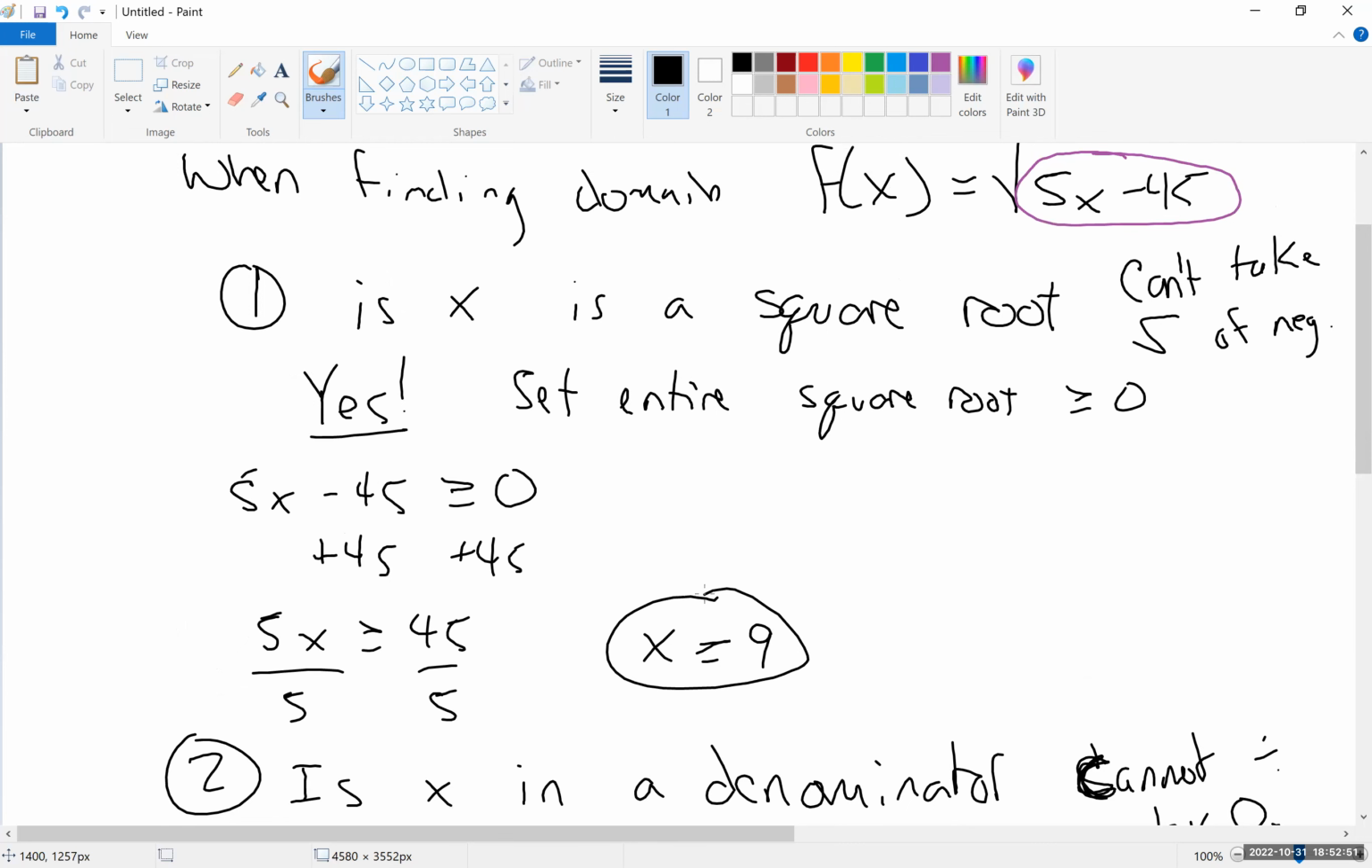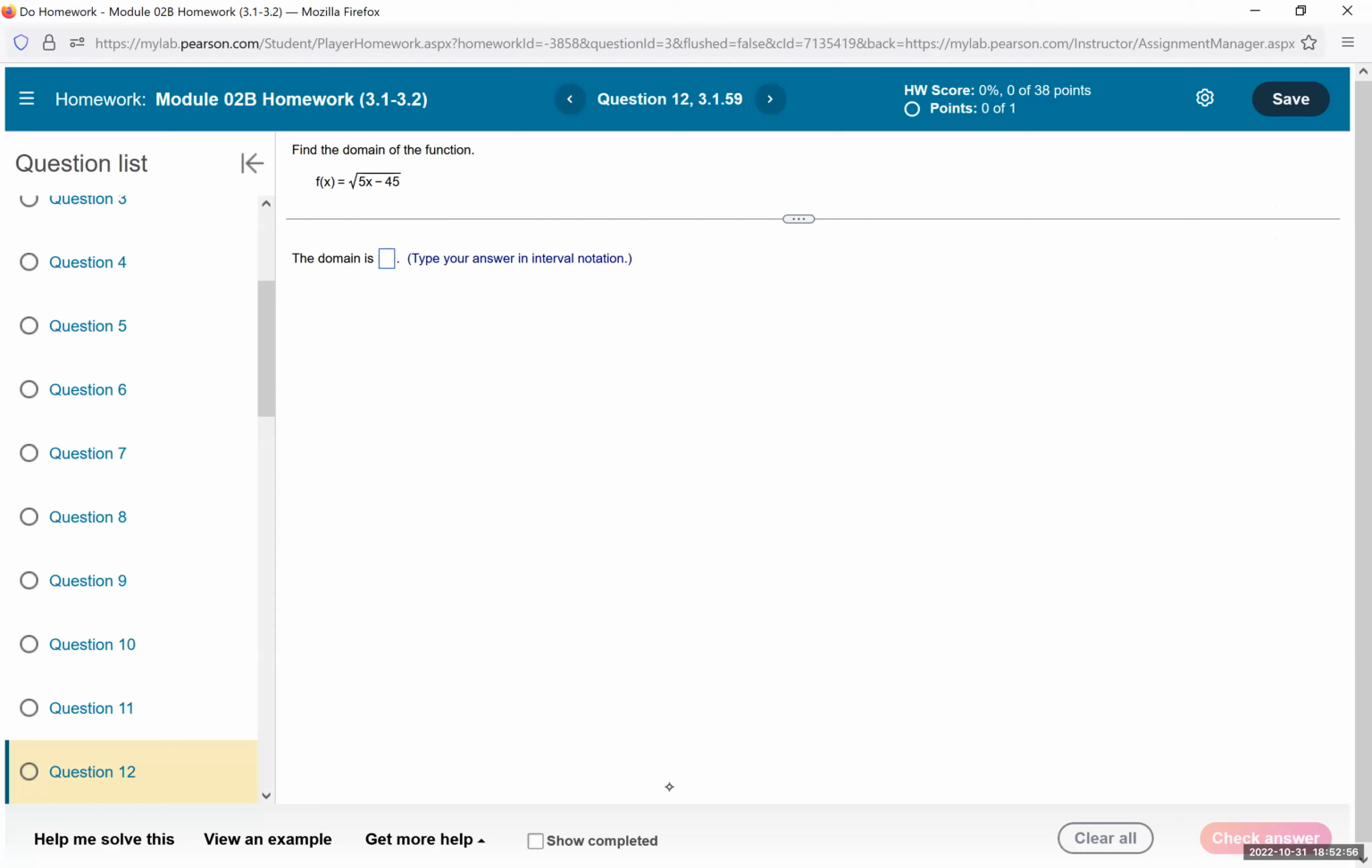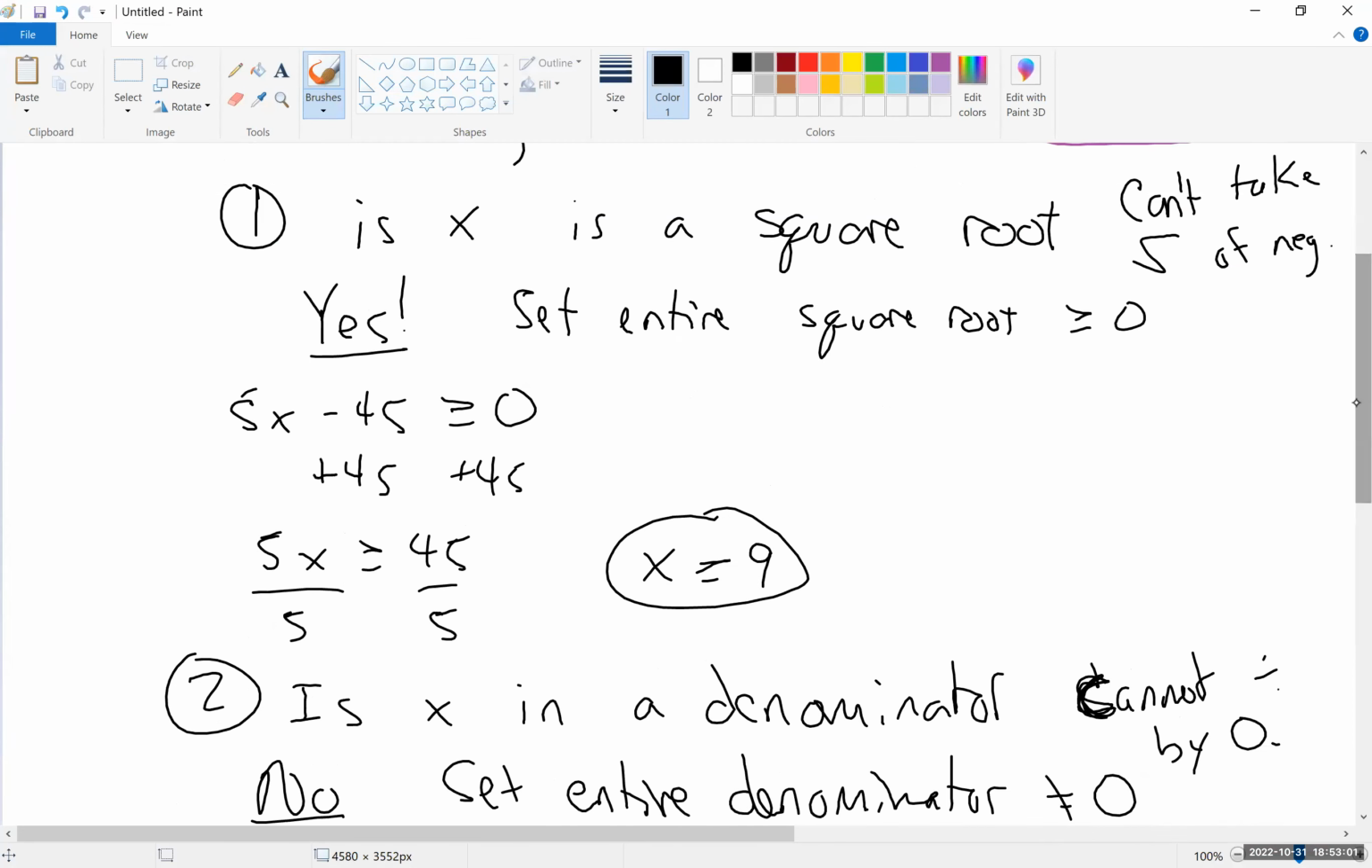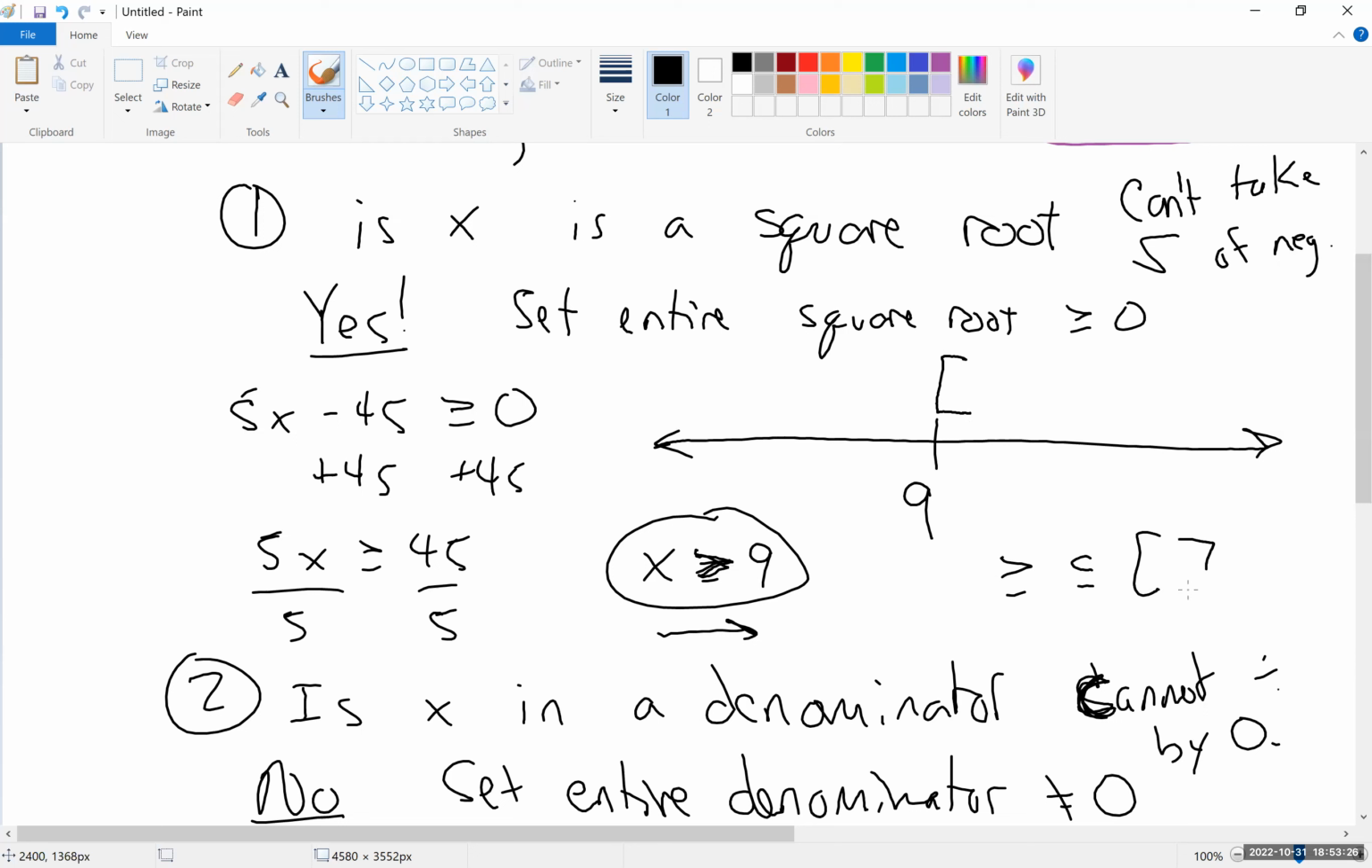Now, I'm going to jump back to the homework because I don't actually remember if they want an interval notation. They do. They say type your answer in interval notation. Anytime we want interval notation, we should draw a number line. This time we only have one number that we're worried about, 9. We are going to the right of 9 because the greater than sign points to the right. We are going to use a bracket on 9 because it's greater than or equal to. Remember, greater than or equal to or less than or equal to, you use a bracket.